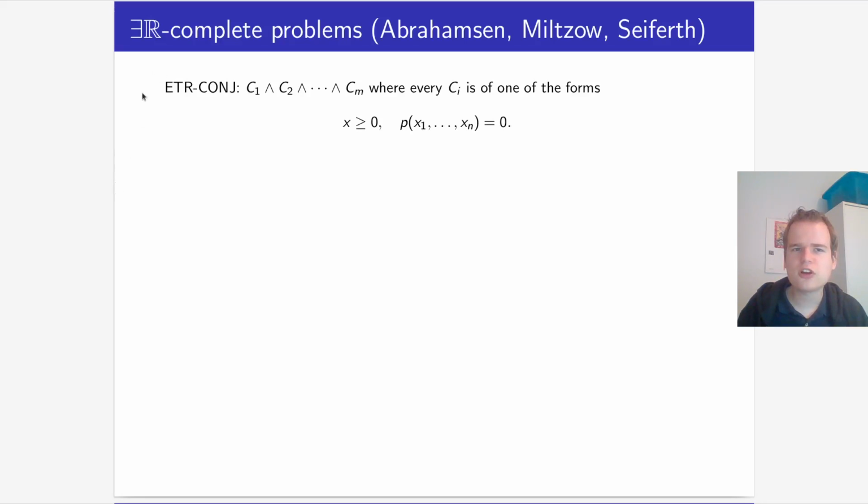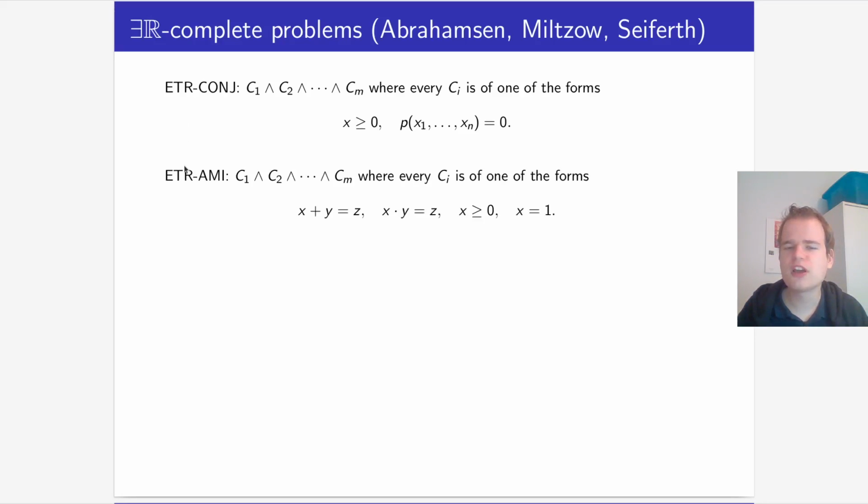For example, ETR-CONJ, where instead of allowing any formula with these real variables, we only allow a conjunction of a set of constraints, where each constraint is of one of these two forms. Either it is some polynomial constraint, where some polynomial expression in some of the variables is 0, or it is a constraint of the form some variable is at least 0. And every ETR formula can actually be written in this way. So also this problem is still ETR complete, or ER complete.